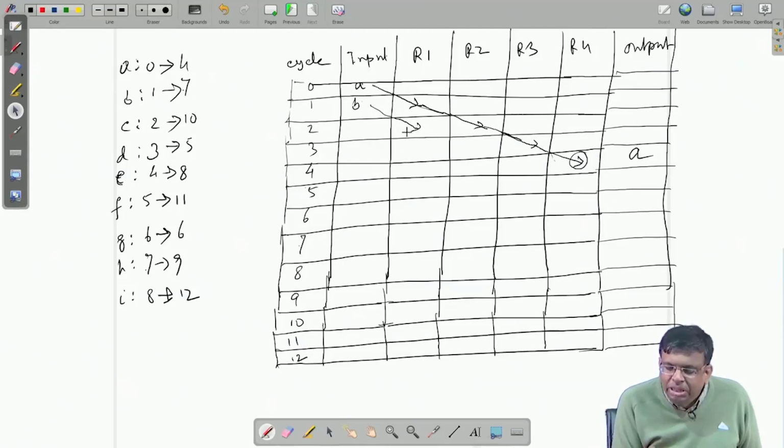Then B is coming up at the output of R1 at the end of cycle 2, and at the end of cycle 2, A is coming up at the output of R2. So, at the output of R1 here, output of R2 here, there is no conflict. So, B continues in the same manner, then goes to the input of R2 because B has a long journey, 1 to 7. So, B follows A.